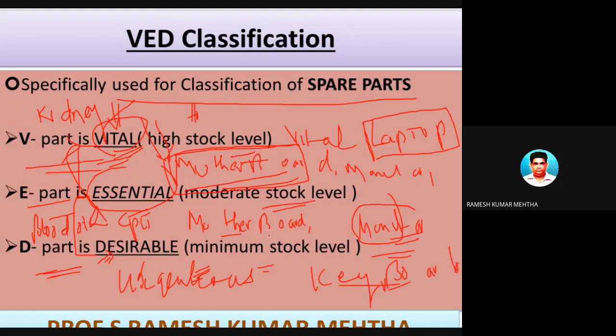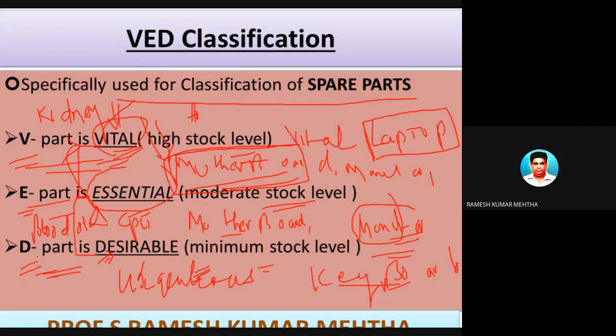So wherever you are working, whether in an X industry or a Y industry, you have to identify your products. You have to classify your products based upon this technique called VED: vital, essential, and desirable. Hope you have understood it.